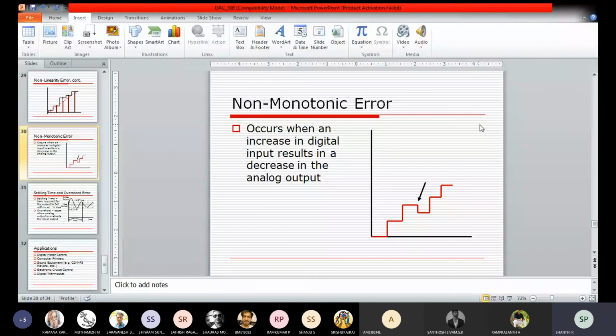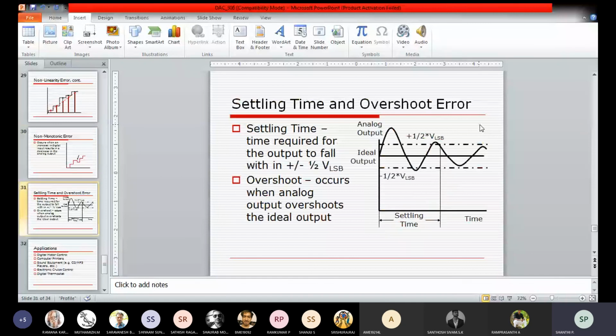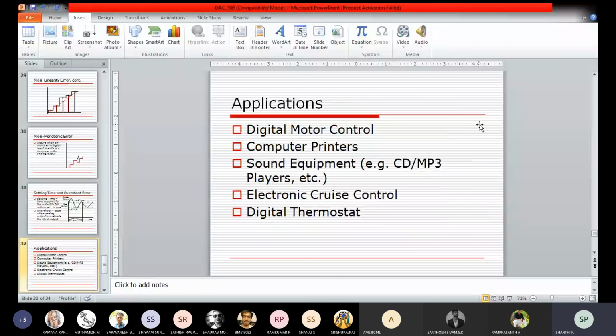It's a non-monotonic error. Suddenly it will increase to a very high signal, then suddenly decrease, so it depends upon the monotonic error. Here with positive voltage and negative voltage, overshoot error also occurs. After a certain period only, the value is achieved.